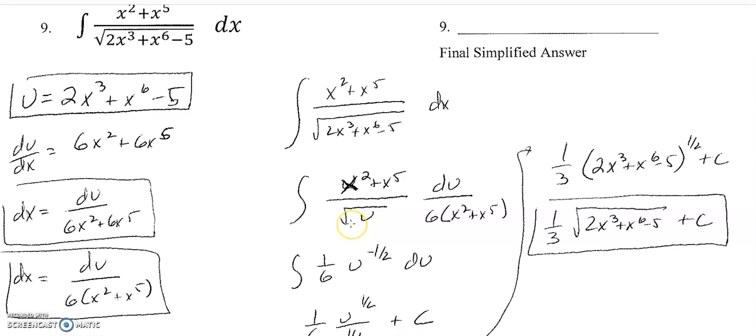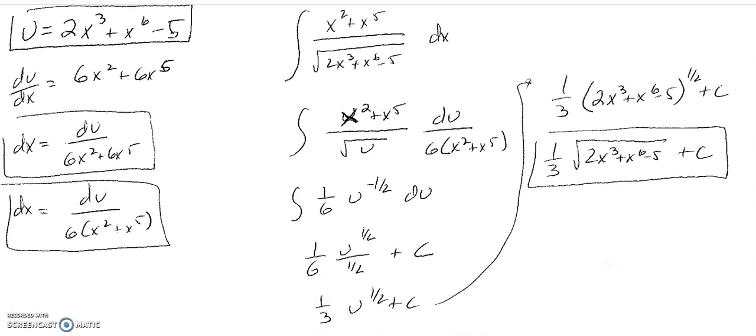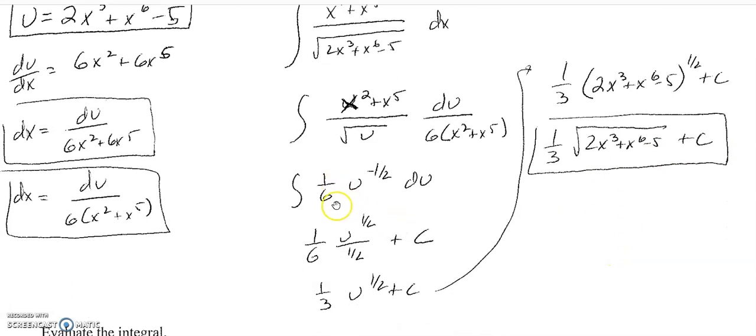We have the square root of u in the denominator, which is u to the 1/2. When it moves up, it will be u to the negative 1/2. So we have the integral of 1 over 6, u to the negative 1/2 du. Haven't taken the integral yet, but we've made it much simpler to deal with. So the 1 over 6 stays in front. Add 1, negative 1/2 plus 1 is 1/2, divide by 1/2. 6 times 1/2 is 3 in the denominator, so we have 1/3, u to the 1/2 plus c.